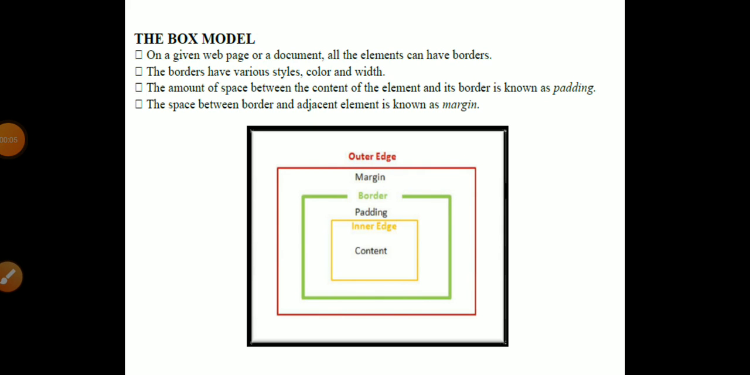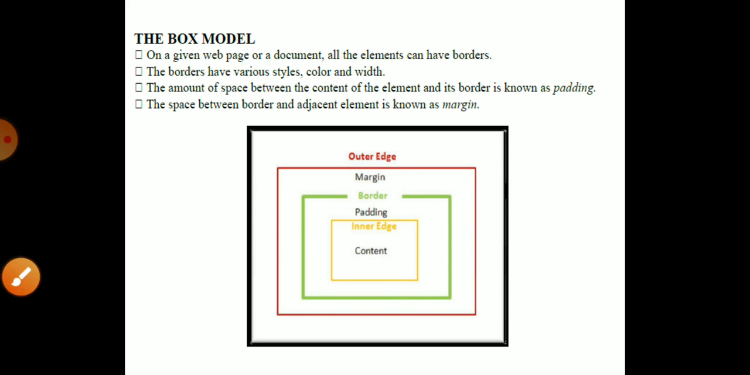Okay, the box model is nothing but how a border is being placed for the content. How the border looks, what type of border it is, what type of color it is, what the margin is, what the contents are, how they are represented. That is being considered in the box model.